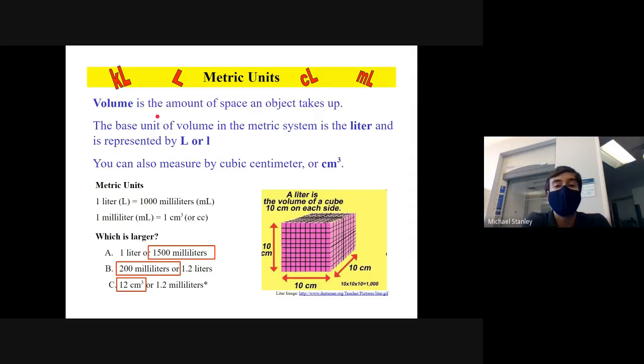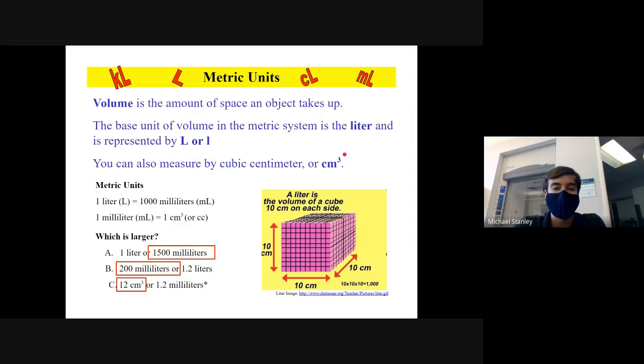Volume is all about the amount of space that an object takes up. There's a base unit called the liter, like I was just talking about. This is really good, especially if you're dealing with liquid volumes. A lot of times people will represent liter by either a big L or a little l, depending on which one you prefer. I personally like using the big L just because it makes it look different from a 1, which can be sort of confusing sometimes.